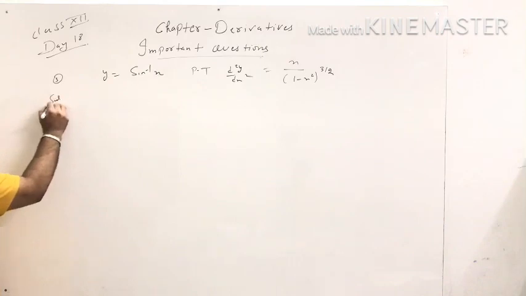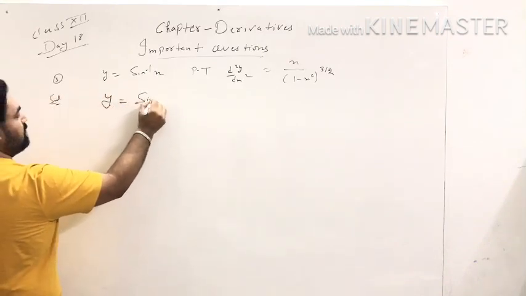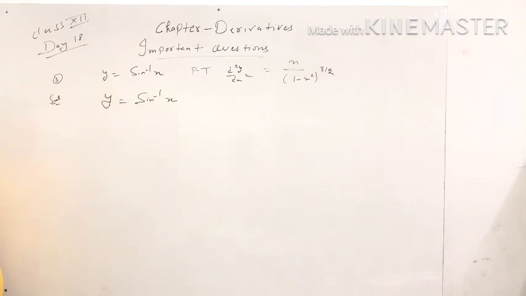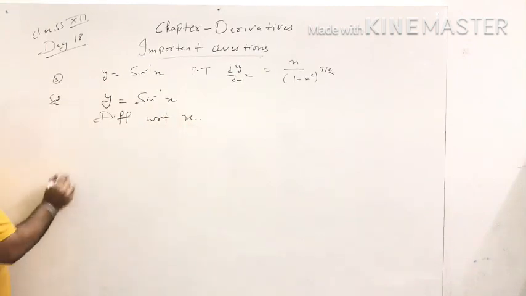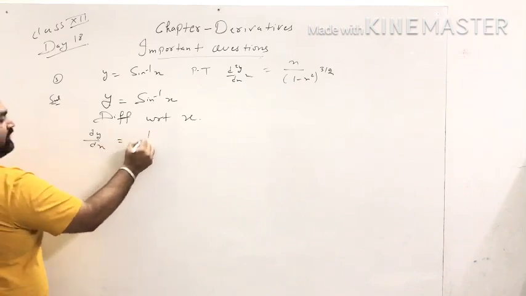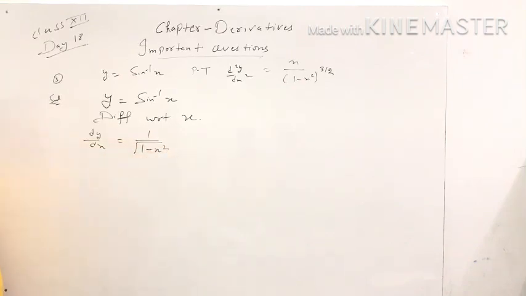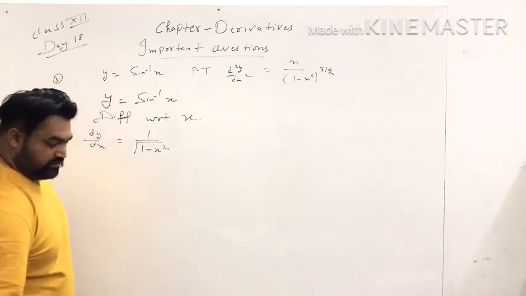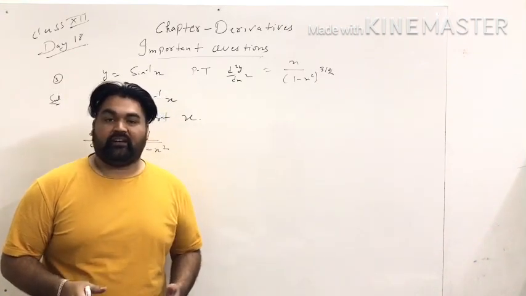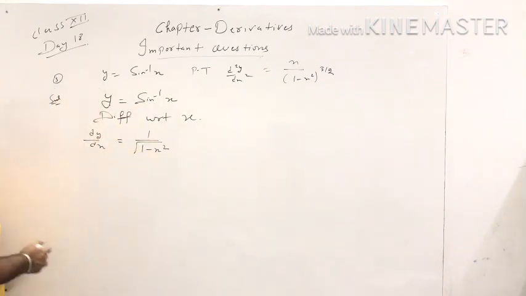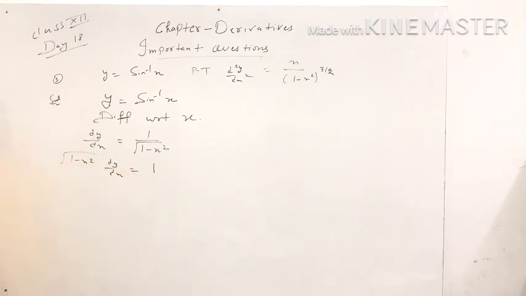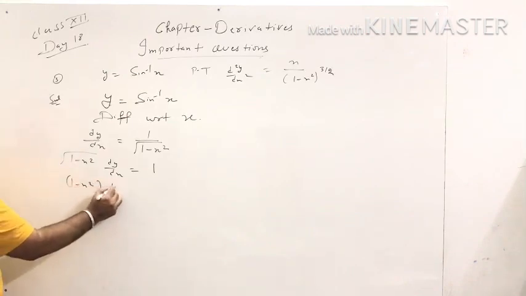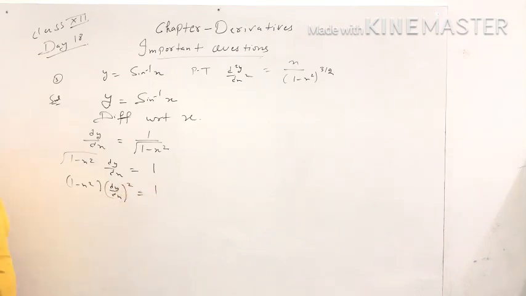Now solution. The question is y equals sine inverse x. Now differentiate with respect to x. This is dy/dx. This is 1/root(1 minus x square). Now shift, again the same logic. Whenever there is a denominator in the first derivative, shift that to the left side. So root(1 minus x square) dy/dx equals 1. Now to eliminate this root, squaring on both sides.